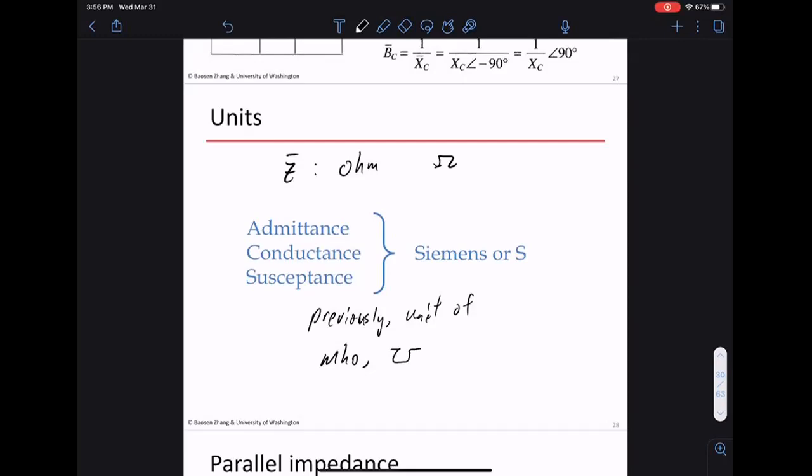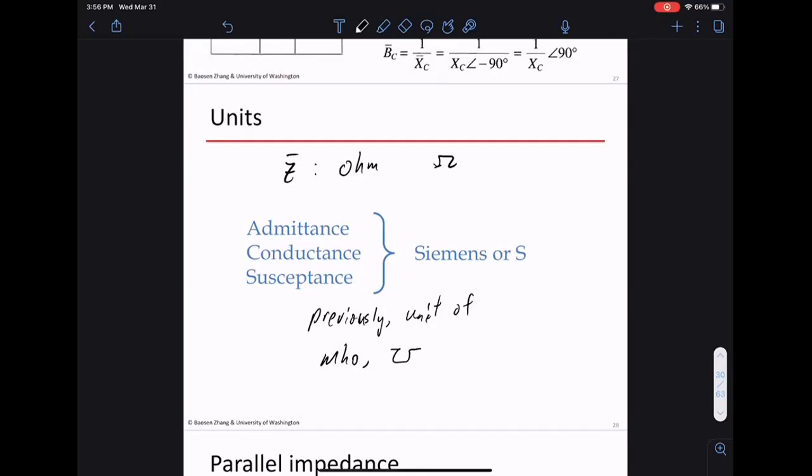But then people thought we should be taken more seriously. Let's not create funny names and funny symbols. So now we use S, which is just 1 over ohm. But if you look at some textbooks nowadays, they still use this funny symbol, the upside down ohm. So that's the unit for admittance.